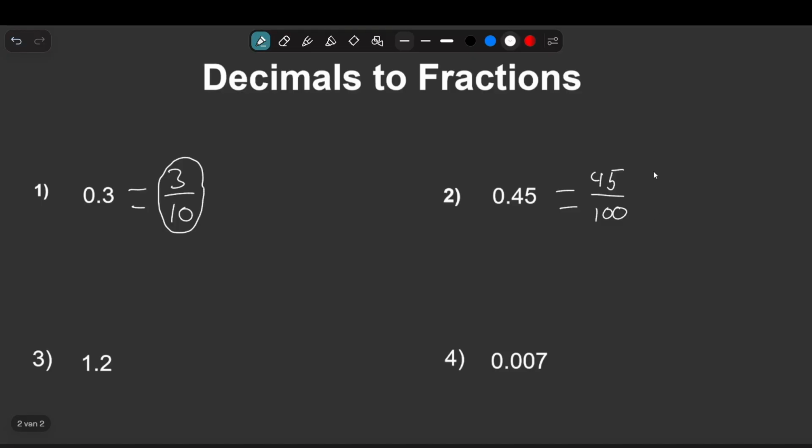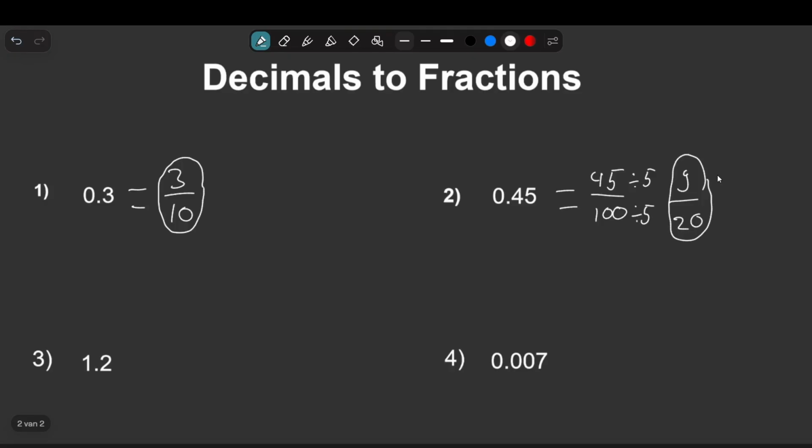So again, we want to simplify this to get to our final answer. To simplify this, we have to find the biggest common factor. And the biggest common factor of both of the numbers is going to be 5. So we're going to divide both of the numbers by 5, and we will get to our final simplified answer. 45 divided by 5 equals 9, and 100 divided by 5 equals 20. And now we can't simplify this fraction any further, so this will be our final answer.